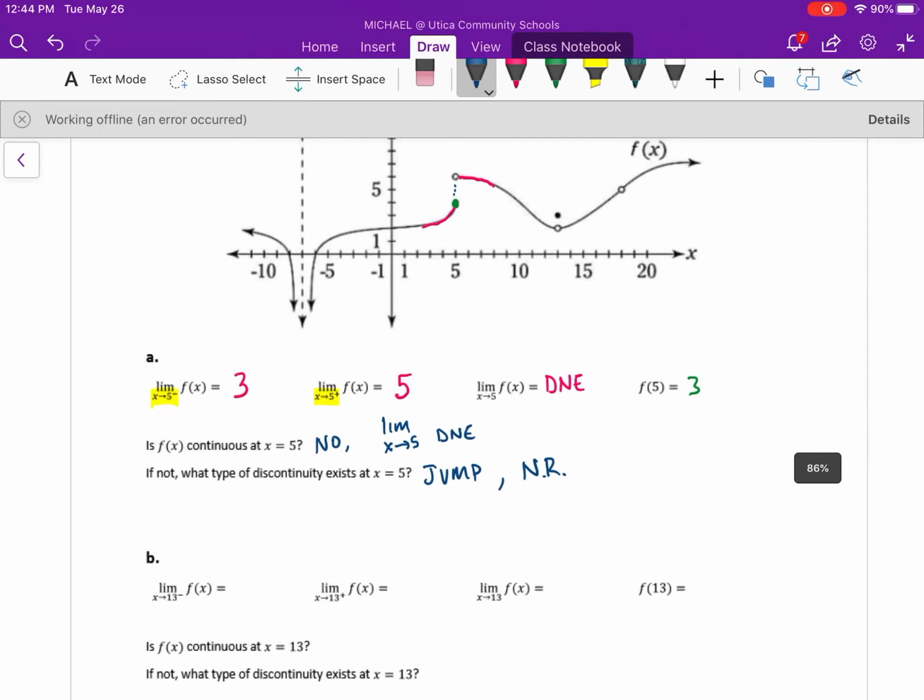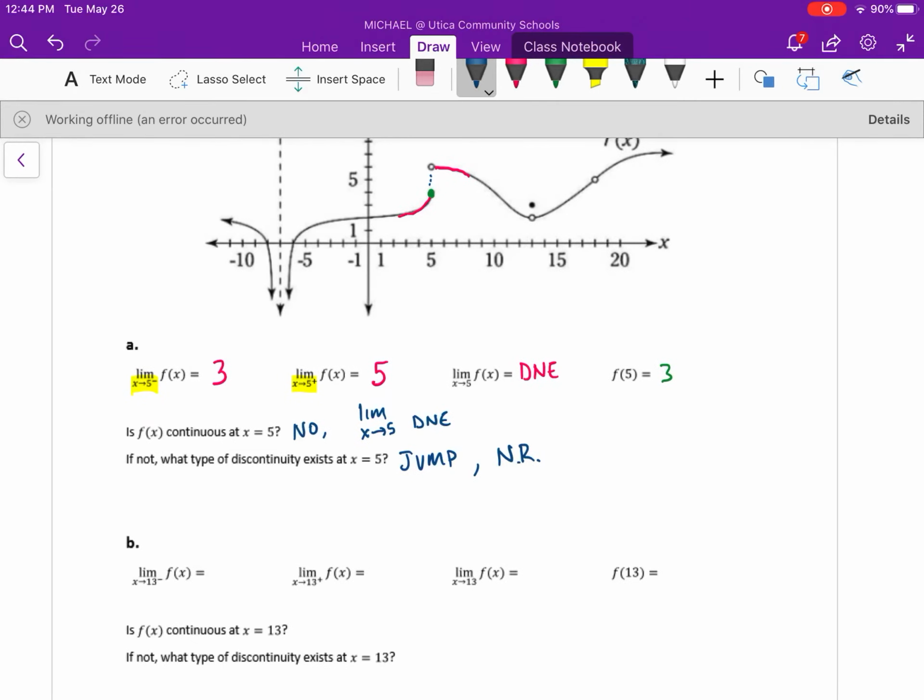All right, in example B, we're looking at 13, which is here. So from the left, we're getting closer and closer to 2, and from the right, we're getting closer and closer to 2. So because those are the same, that limit is 2. The function value up here is actually at 3. So is that continuous? The answer is no. And in this case, it's because the limit as x approaches 13 does not equal the function value at 13.